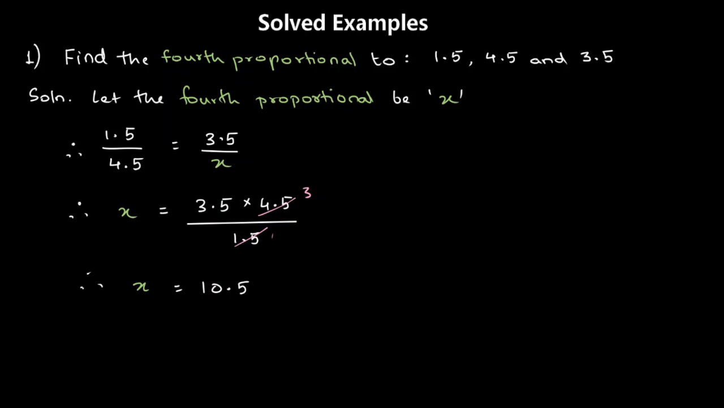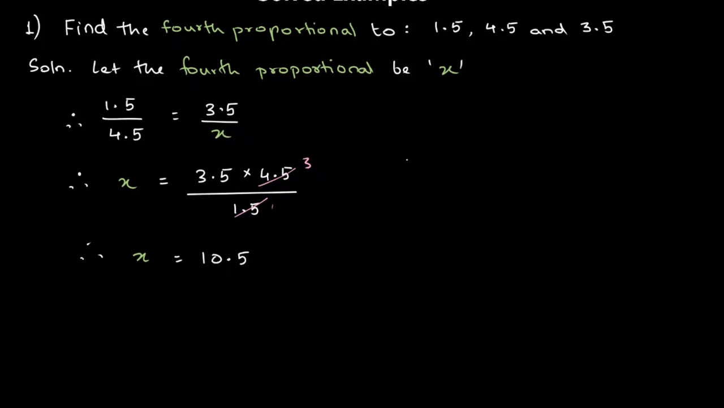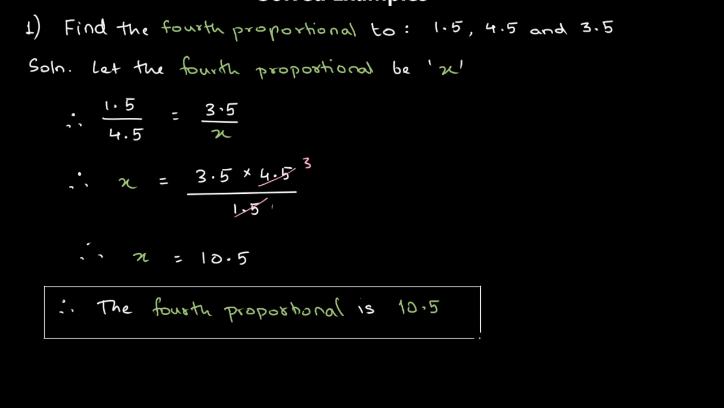10.5. Alright. Now final answer, we want to find the fourth proportional, so I can say therefore the fourth proportional is 10.5. This here is our final answer. Let's mark it in a rectangle like we always do. Here we go.